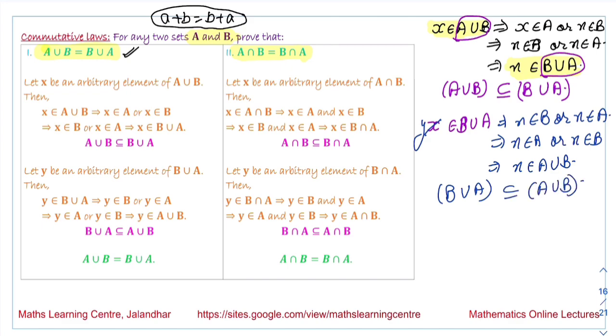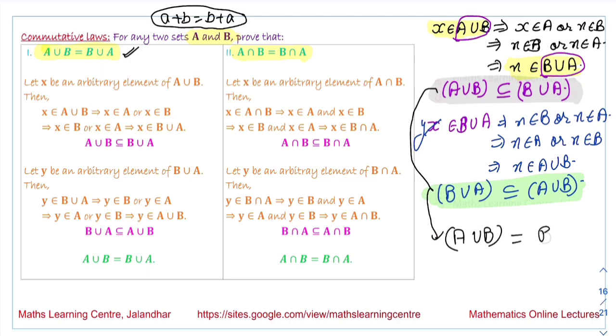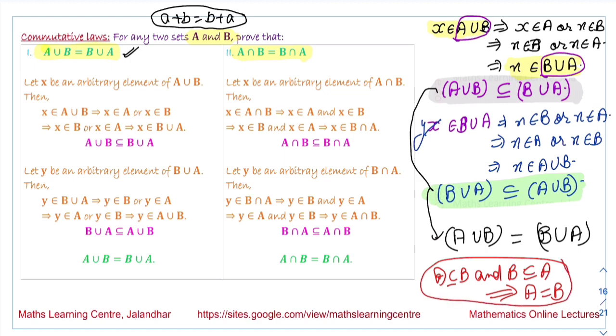Now we have obtained two conditions: first, A union B is a subset of B union A, and second, B union A is a subset of A union B. Combining these two results, we obtain that A union B is equal to B union A. Why? Because we know that if A is a subset of B and B is a subset of A, then this combined result gives us A is equal to B.